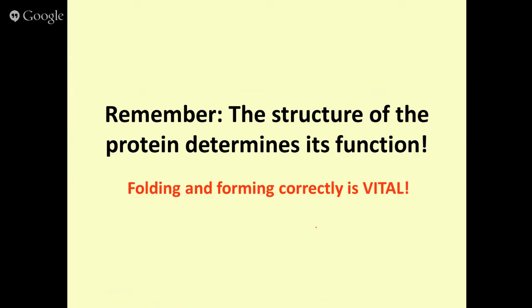So remember, the structure of your protein determines its function. So if it doesn't fold correctly, if it doesn't form correctly, then it's not going to work correctly. So it's really important to have the right amino acids in the right order, because if you don't, the protein will not fold correctly, it will be the wrong 3D shape, and if it's the wrong 3D shape, it's not going to work. So having the right amino acids in the right order is really vital for protein function.